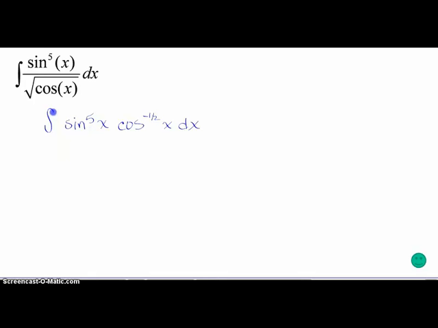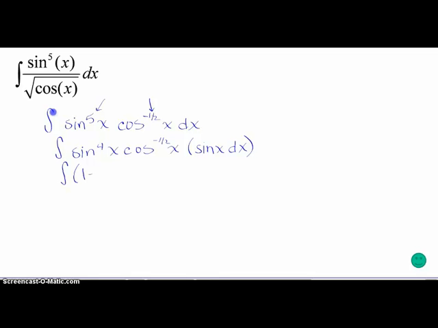So not only does this work for positive integers, it works for negative integers, and it works for positive and negative real numbers no matter what they are. We're looking for whether one of our exponents, even one, it doesn't matter if both are, but at least one is odd. Because if one of them is odd, we can use our peel one off method. And we do have an odd exponent on our sine function. So I'm going to peel one of those off.